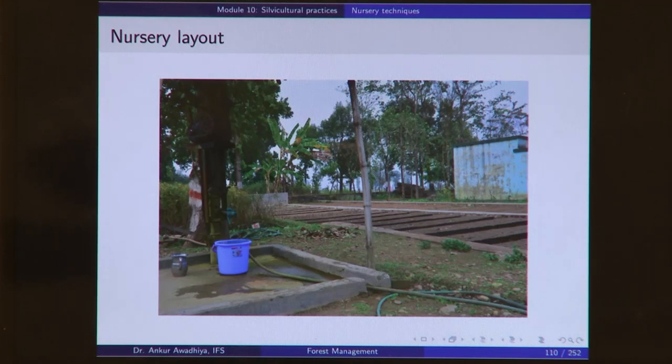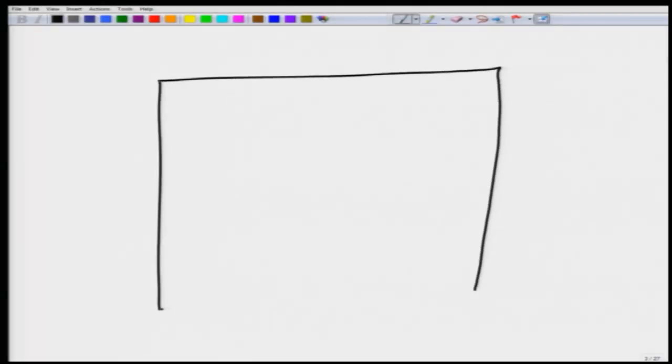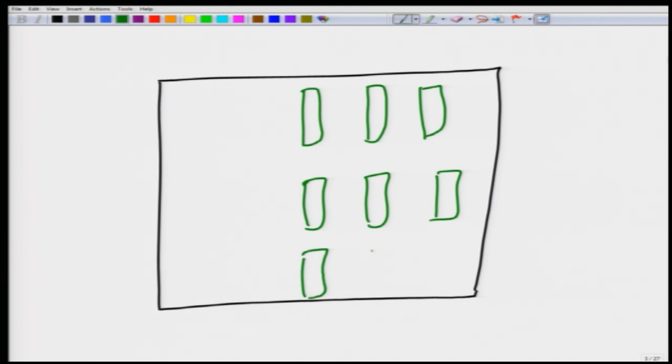Next, how do you lay out a nursery? A nursery needs to have several things. So, there will be certain areas where you will be raising your beds. So, let us say that this is a nursery. There will be certain areas where you will be raising the beds. This is where the plants are actually grown.